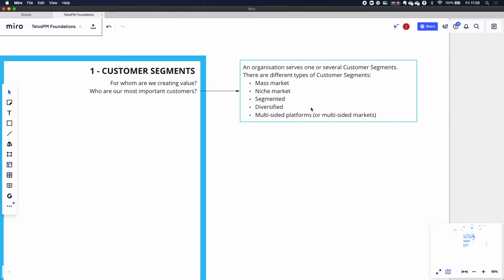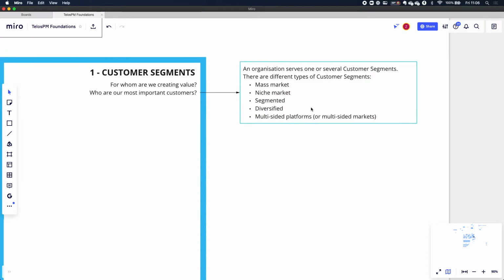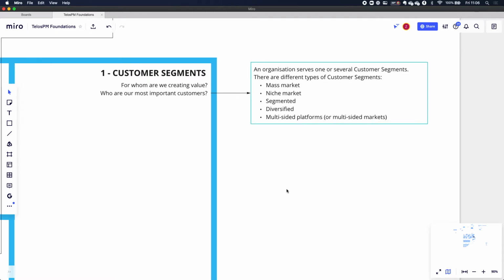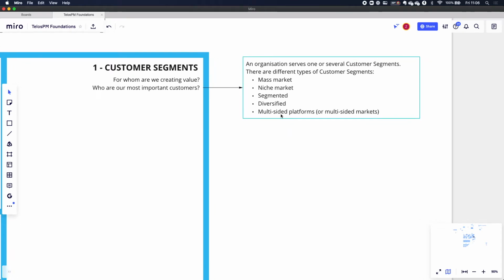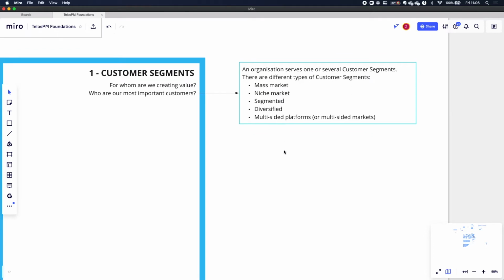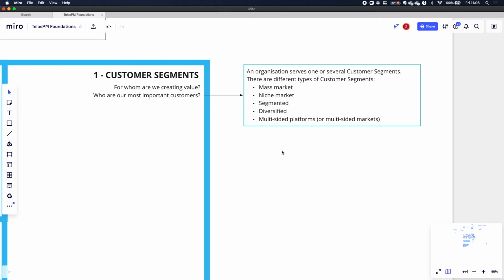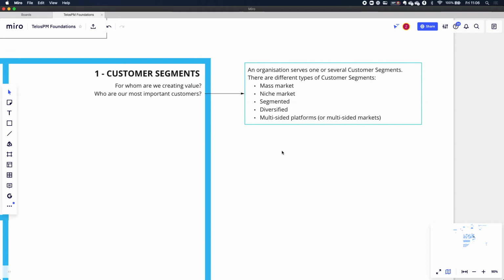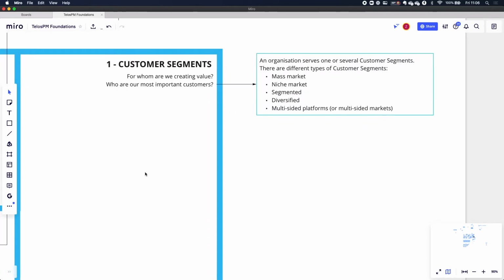Now, segmented. Segmented is taking a mass market and breaking it down by some data points and potentially hitting one or more segments, but just attaching different value propositions to those segments. So you might have a mass market play of selling white goods to the mass market, but you might approach your female segment different to your male segment. So you might actually have slightly different value propositions for male versus female.